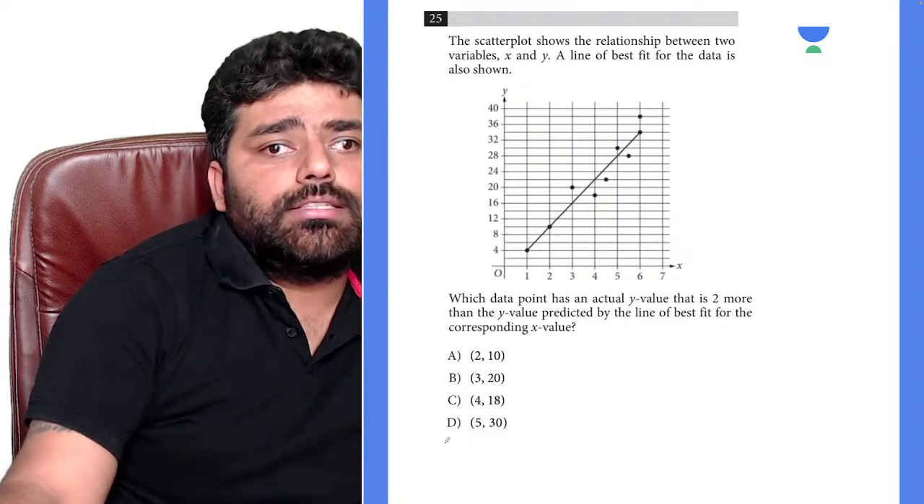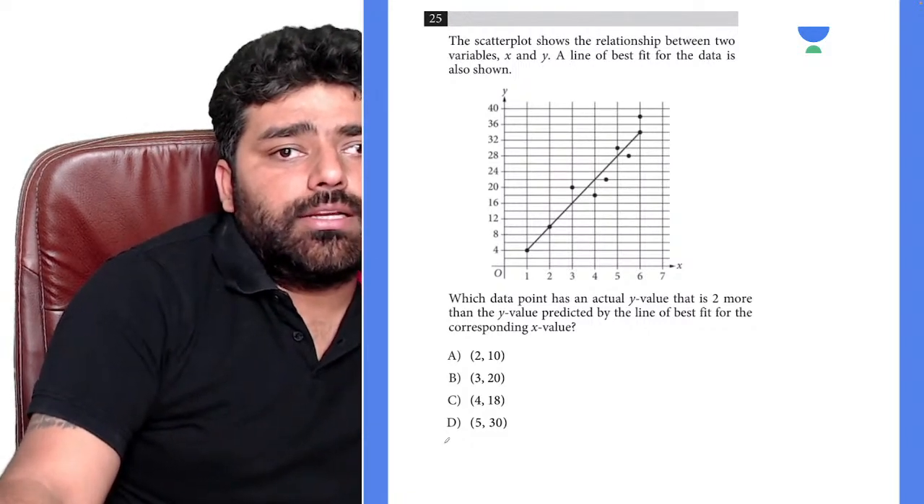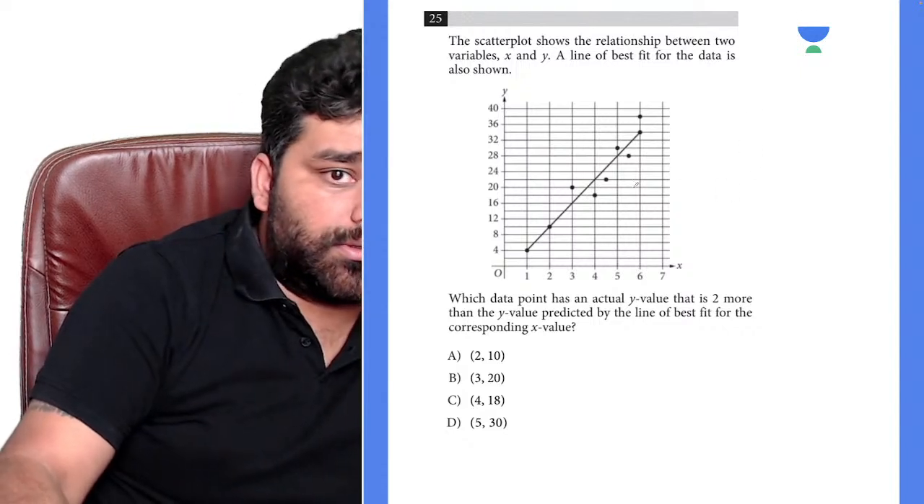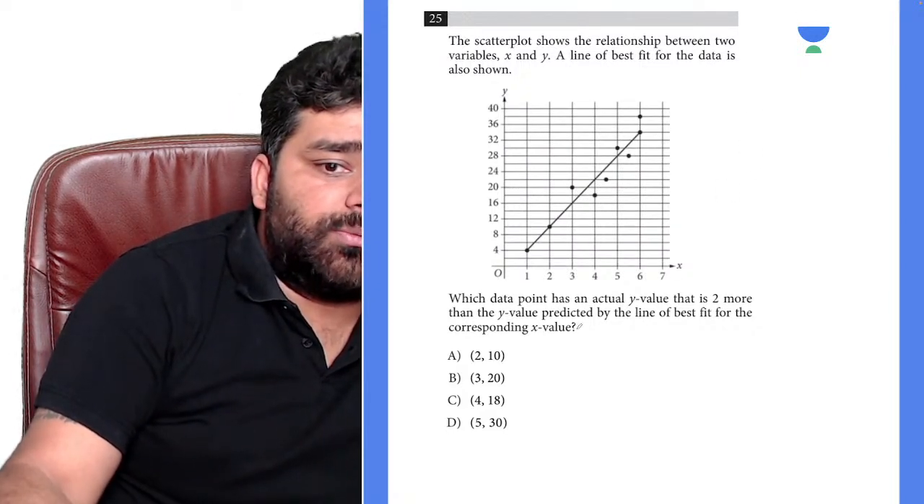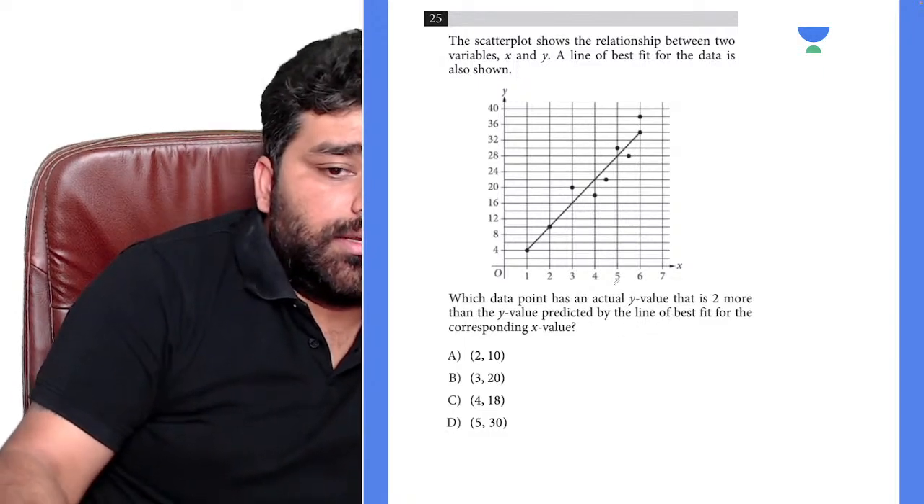The scatter plot shows the relationship between the two variables x and y. A line of best fit of the data is also shown. Which data point has an actual y value that is 2 more than the y value predicted by the line of best fit for the x value?